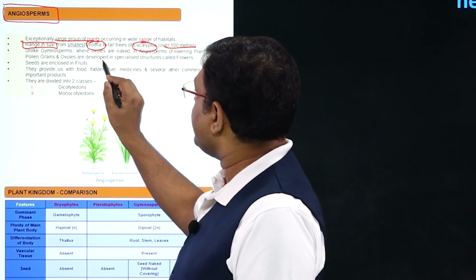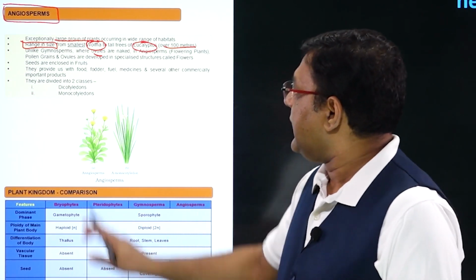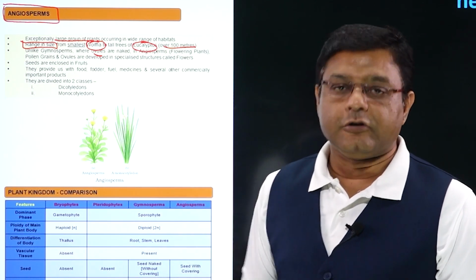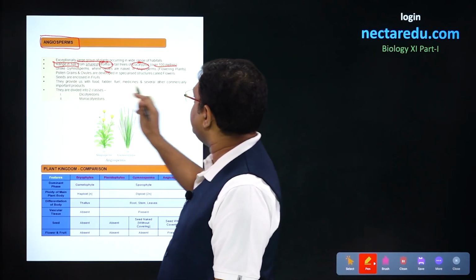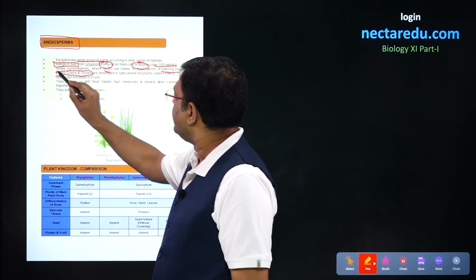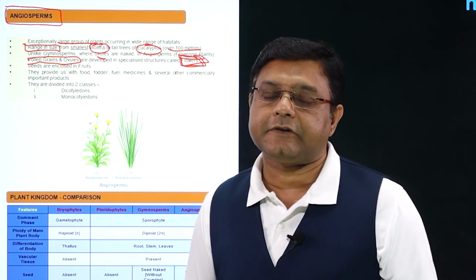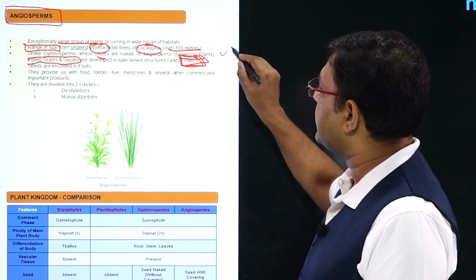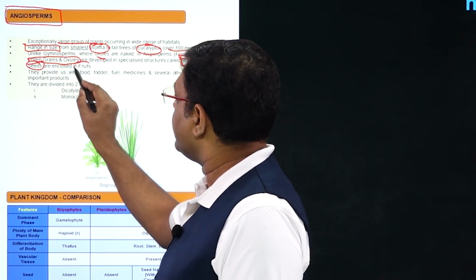After this, talking about the condition of ovule. Comparing it with gymnosperms, in the case of gymnosperms, ovules were naked. So the seed was also naked, and that is how the name gymnosperms came. In the case of angiosperms or the flowering plants, pollen grains and ovules develop in special structures called flowers. So that is why we call angiosperms flowering plants. In this case, seeds will be enclosed in fruits.